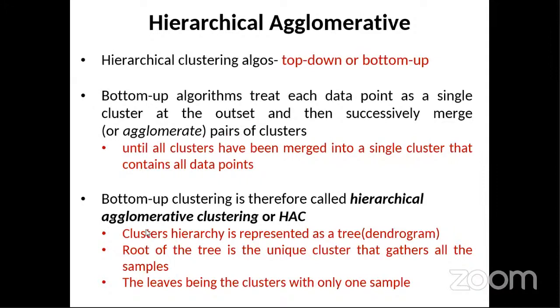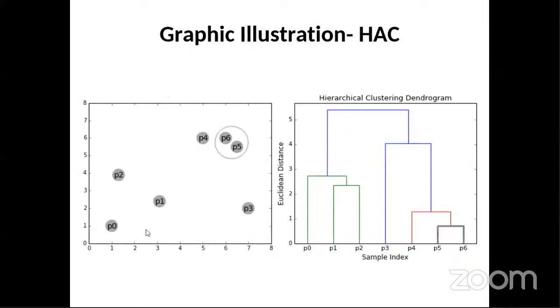After k-means, let us talk about hierarchical agglomerative clustering. It uses a top-down or bottom-up approach. Bottom-up algorithms treat every data point as a single cluster at the outset, and then successively merge pairs of clusters until all the clusters get merged. This is also known as hierarchical agglomerative clustering, or HAC, very famously, and you will find it in most social network graph analysis. It is represented as a tree or dendrogram, and the root of the tree is a unique cluster which gathers all the samples, and then we are left with one sample only.